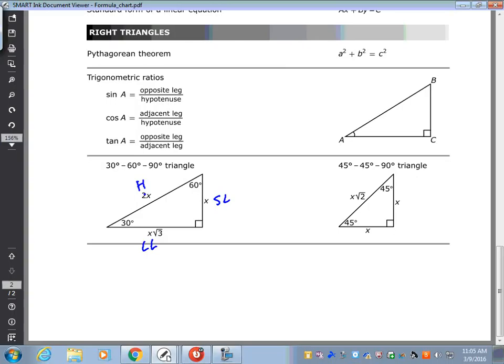Cosine and tangent for you. It has your special rights: 30-60-90 and 45-45-90. But you have to know what to do for each one. Okay?